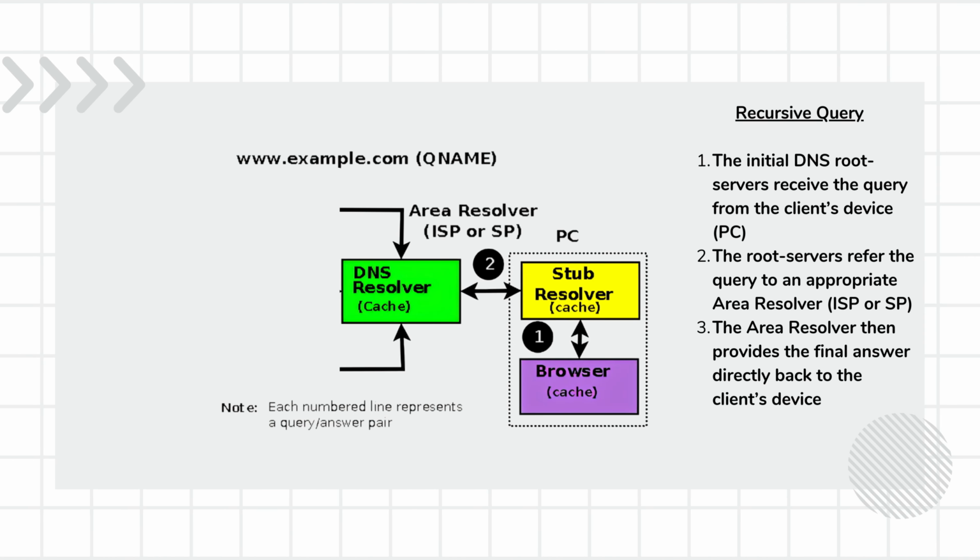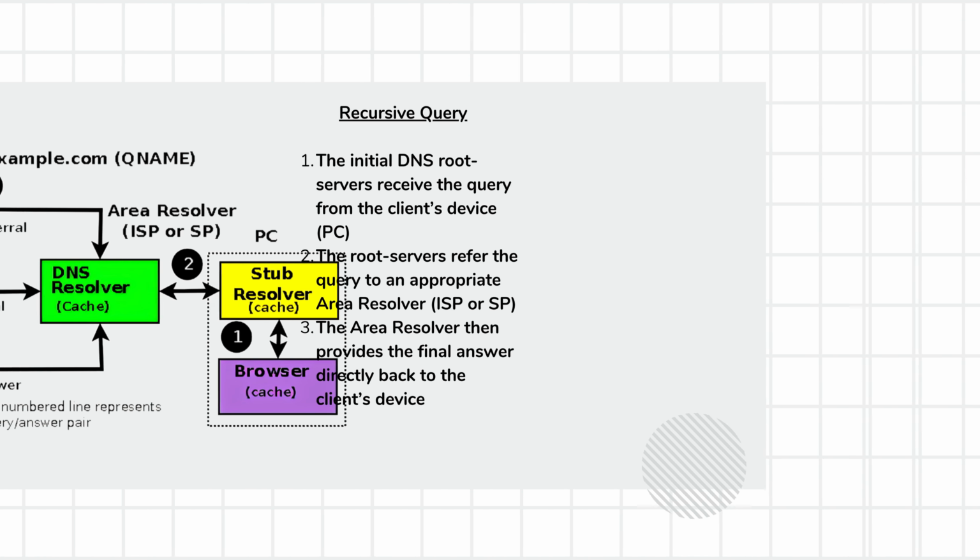The key steps in a recursive DNS query are: first, the client's device sends the initial query to the DNS root servers. Second, the root servers redirect the query to the appropriate area resolver, which is likely operated by the client's Internet Service Provider, ISP, or Service Provider, SP. Third, the area resolver then retrieves the requested information, which is the IP address for the domain www.example.com, and sends the final answer back to the client's device.